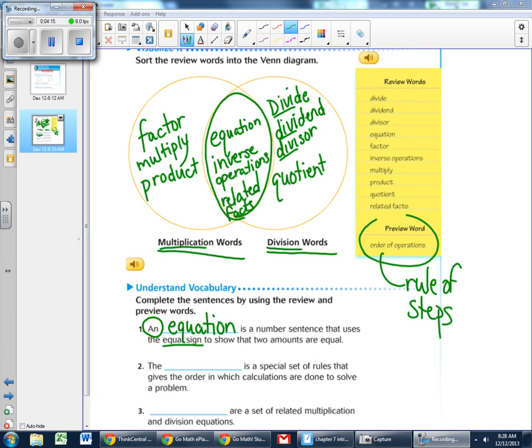The blank is a special set of rules that gives the order in which calculations are done to solve a problem. We just talked about that here. You're going to have to write super nice. Mine probably won't fit with my marker. Hopefully yours fits nicer than that. And blank are a set of related multiplication and division equations. So we know it has to be something multiplication and division, so we can look in here and we should remember that those are related facts.